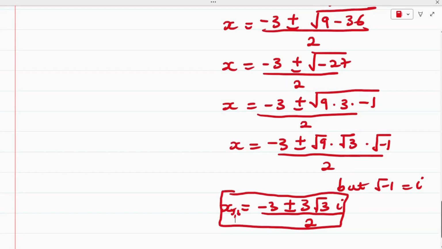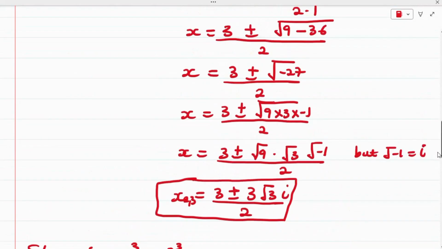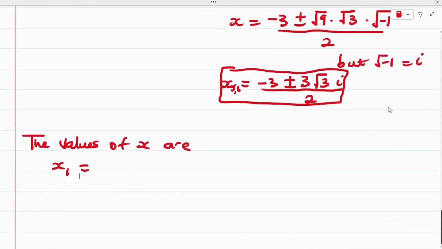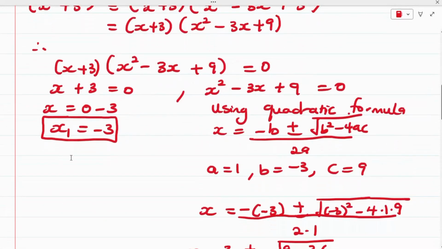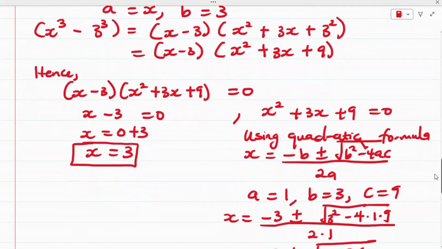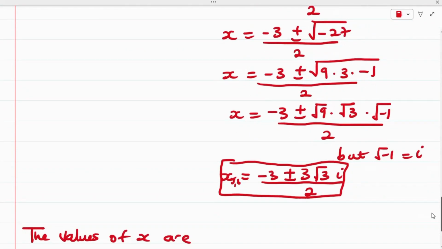So here we have been able to find all the 6 values of x in this question. So therefore I'm just going to list out the values of x. So we say the values of x are, now we have x1 to be equal to, so let's simply go back right here and see the value of x1. So at this point we have x1 to be equal to minus 3, and we have x2, x3, x4, x5 and x6.